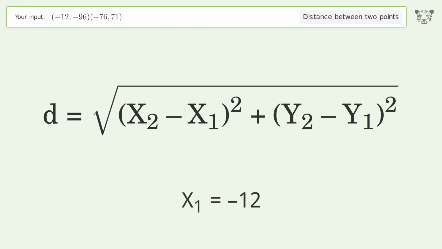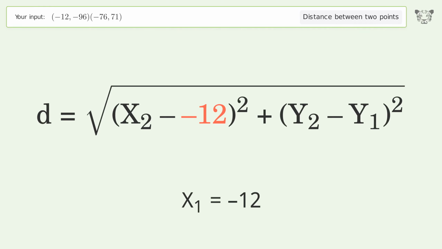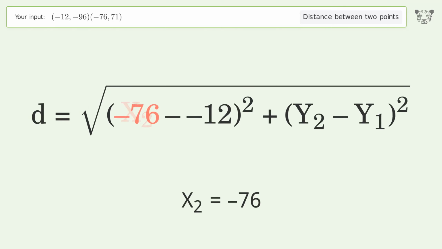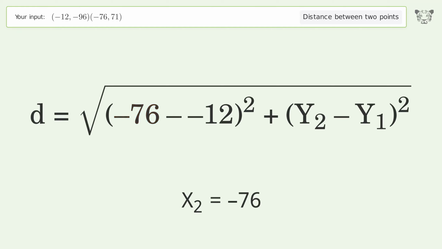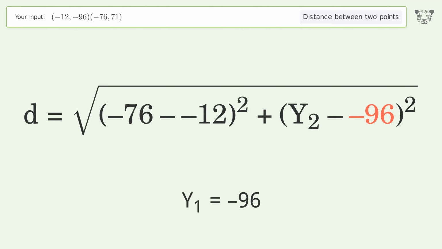x1 equals -12. x2 equals -76. y1 equals -96. y2 equals 71.